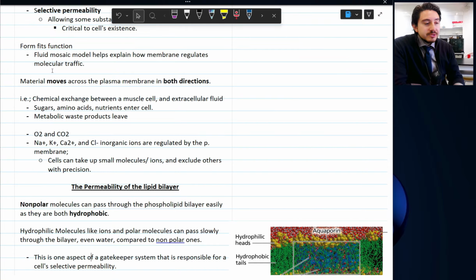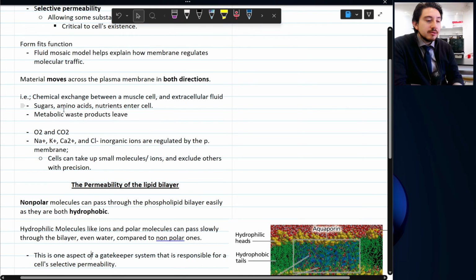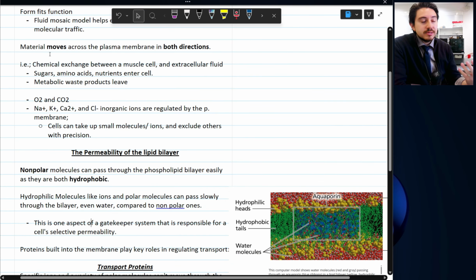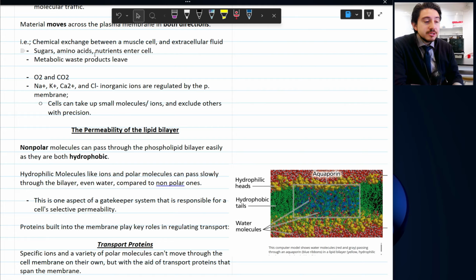Okay, as we've seen before, material can move across the plasma membrane in both directions. This is occurring all the time, right? Constantly, immediately. There's a chemical exchange between a muscle cell and extracellular fluid, just to give you an example. Sugars, amino acids, nutrients need to be entering the muscle cell immediately, because these are cells that are in constant motion, they're in constant work, we're moving all the time. Metabolic waste also needs to leave immediately, right? Carbon dioxide, for example. So oxygen and carbon dioxide exchange must occur relatively fast.